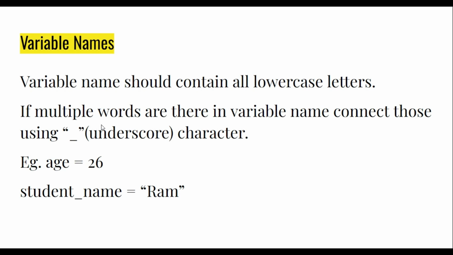And if your variable name contains multiple words, connect those using underscore. We know that underscore is allowed in a variable name in Python. For example, student_name = Ram. I have assigned this value Ram to this variable. So instead of directly taking student name, you have to take student_name, because of that it is more readable. These are the conventions when you are giving variable names.